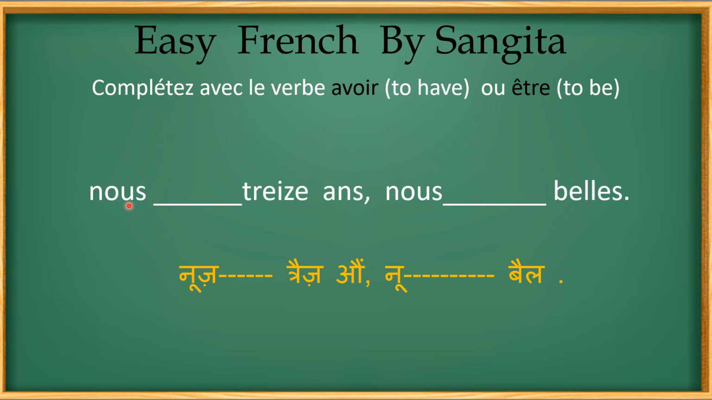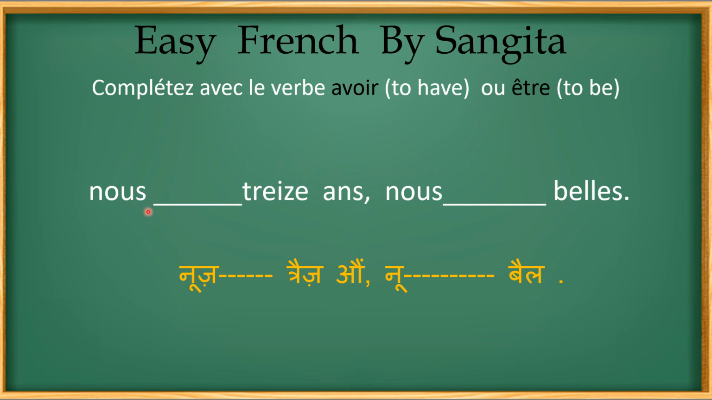So let's end the lesson. So nous dash 13 ans. Now you know 13 ans means 13 years. So age is always with avoir. So straight away, whatever the pronoun is, put the conjugation of the verb avoir whenever it is related to age.